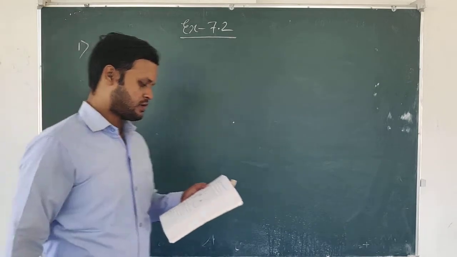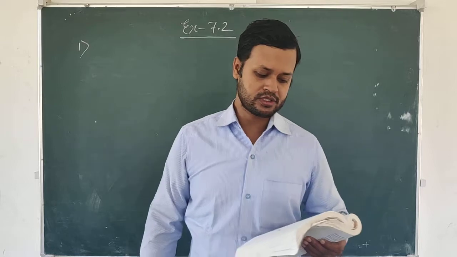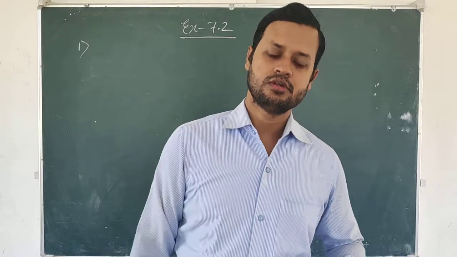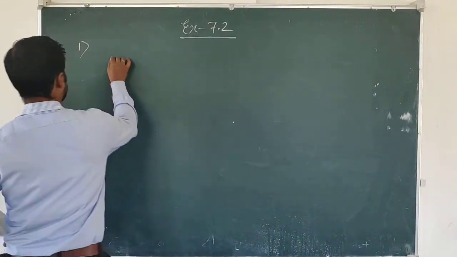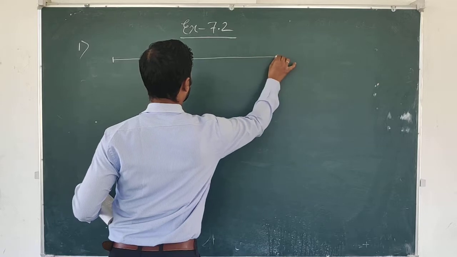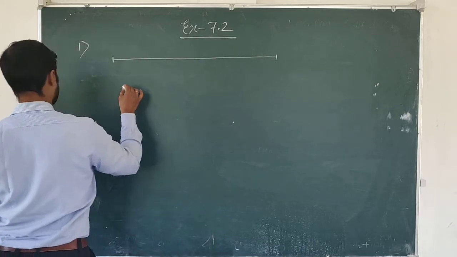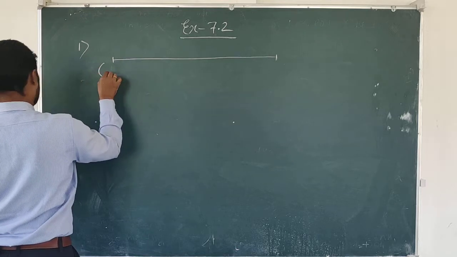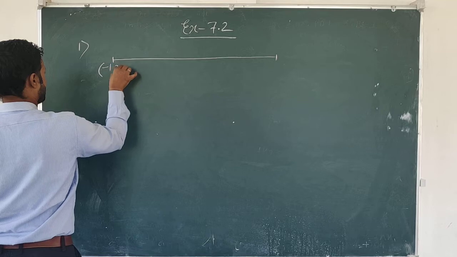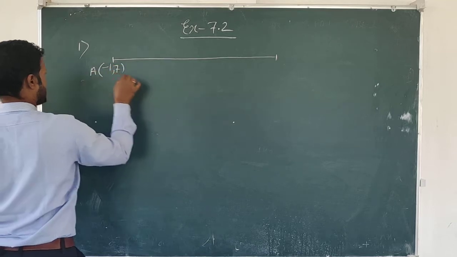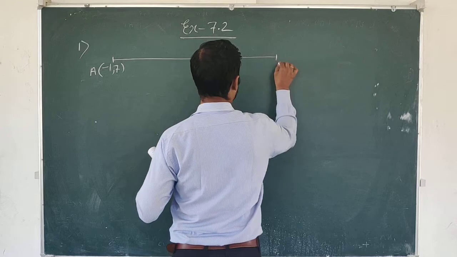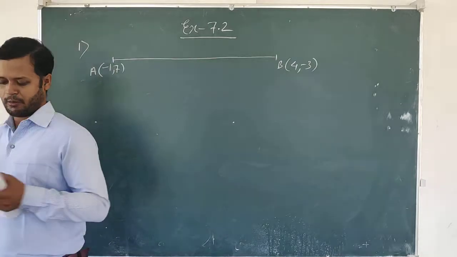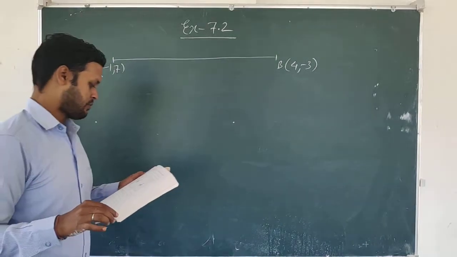Number 1, find the coordinates of the point which divides the join of -1, 7 and 4, -3 in the ratio 2:3. Okay, so that means suppose one point is there, -1, 7, this is point A. Another point is there, B. This is 4, -3, and find the coordinates of the point dividing the joined points.